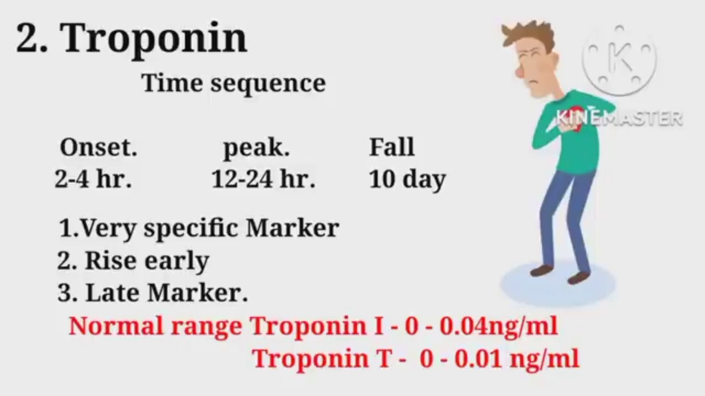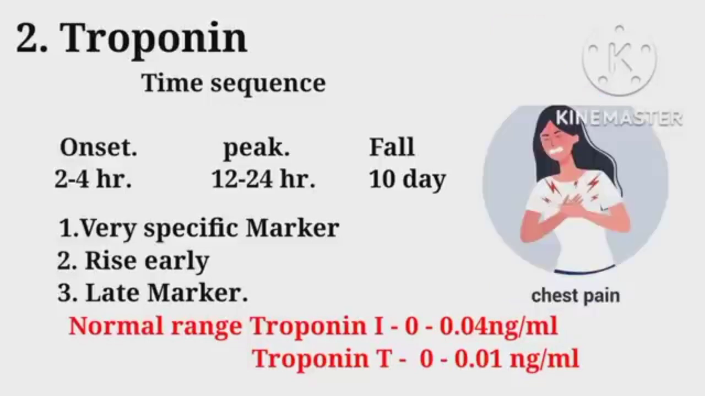Troponin time sequence is onset 2 to 4 hours, peak 12 to 24 hours, fall 10 days. Very specific marker, rises early, late marker. Normal range troponin I 0 to 0.4 ng/ml, troponin T 0 to 0.1 ng/ml. Chest pain is recognized.